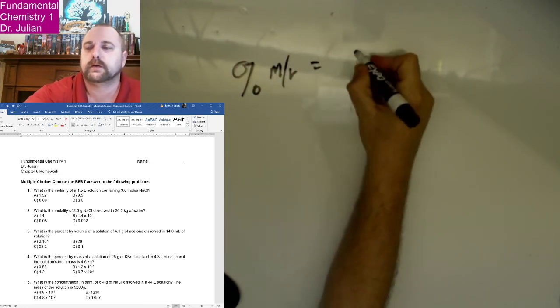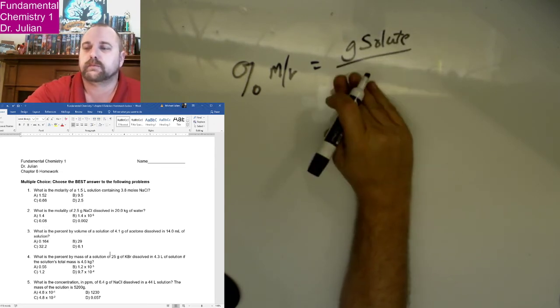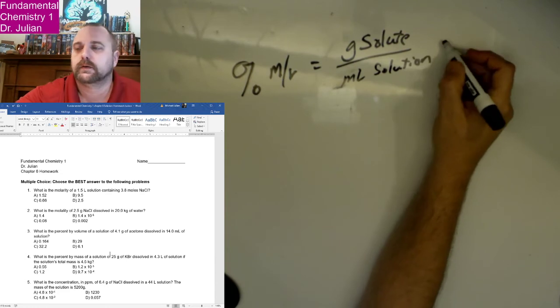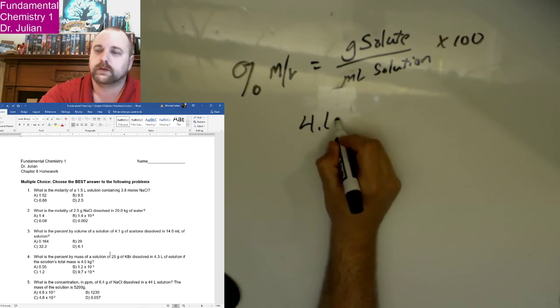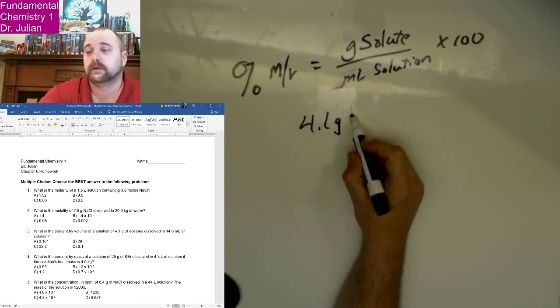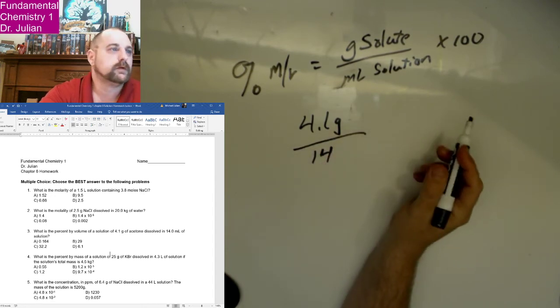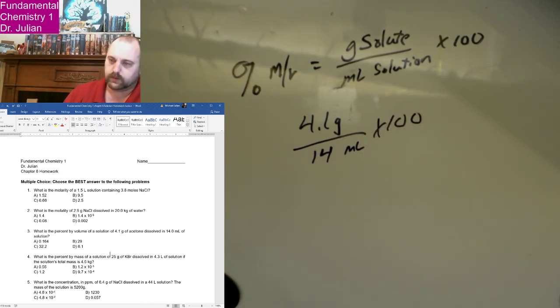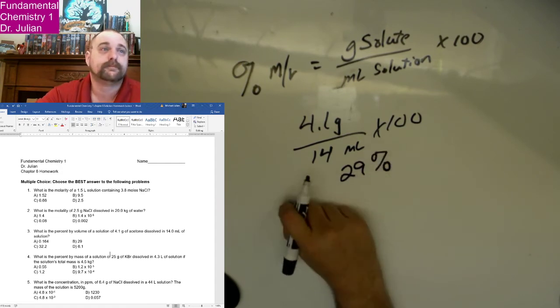Mass over volume. That's grams of solute over milliliters of solution times 100. All right, percent by volume of 4.1 grams of acetone dissolved in, so that's my solute, 14 milliliters of solution. Milliliter times 100. 4.1 divided by 14 times 100, 29%. Okay.